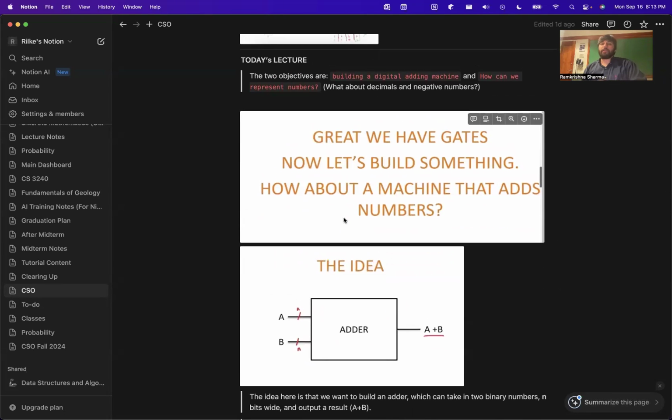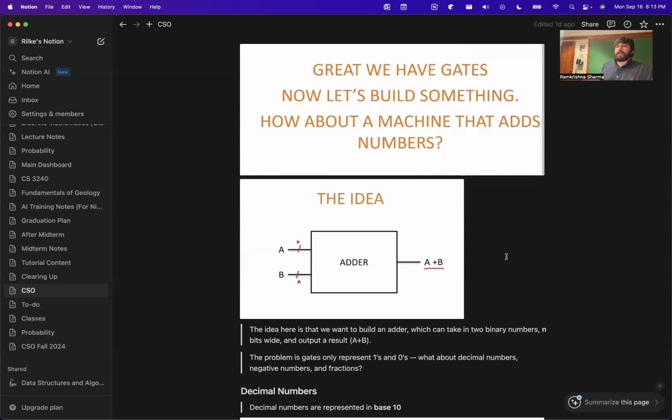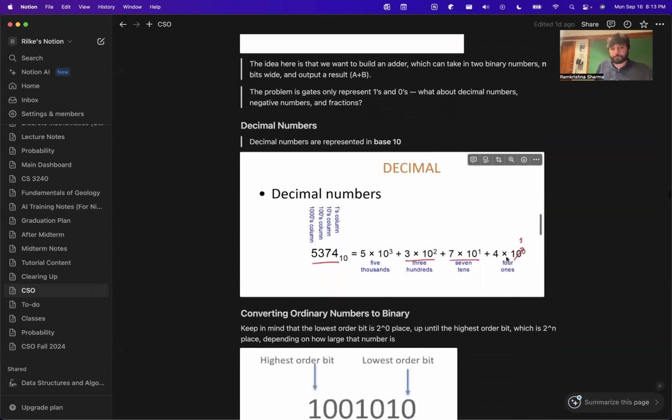Here, we're looking at the idea of building an adder from a high level at least, right? You have this box where 2 inputs are filtered in, n bits wide. The notation for that is you have the prong and you do a dash. That'll tell you how many bits wide it is. So A and B accept binary numbers n bits wide, and then ultimately you would expect the output to be A plus B.